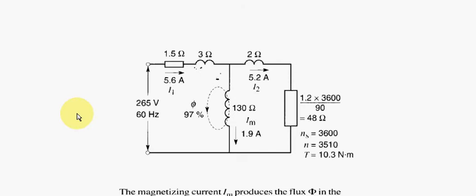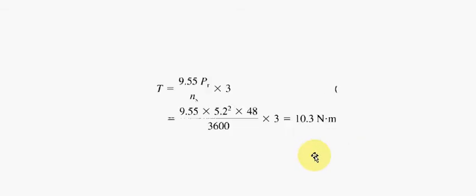Okay, so here is the motor equivalent circuit again with some values in it. So here you can see it's 265 volts at 60 Hertz, and in this case we have a current of 1.9 amps. Okay, and we're developing a torque of 10.3 Newton meters at this slip value over here, where the synchronous speed is 3600 and the rotor speed is 3510. Okay, and we can calculate this torque value by using this equation over here.